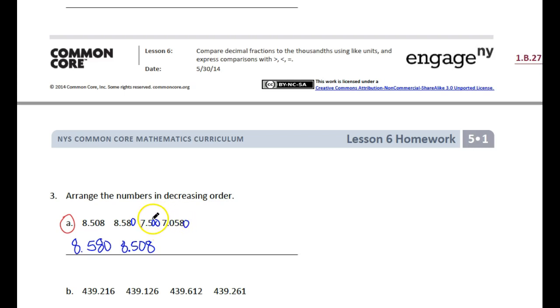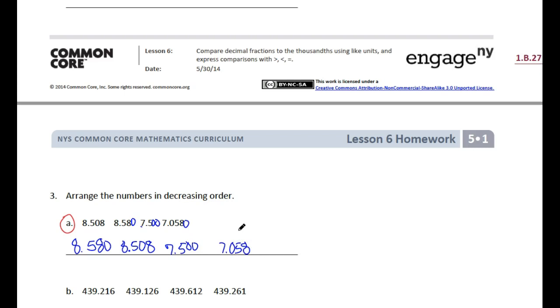So we want the not so small. So we're going to go 7 and 500 thousandths. The next biggest is 7 and 58 thousandths.